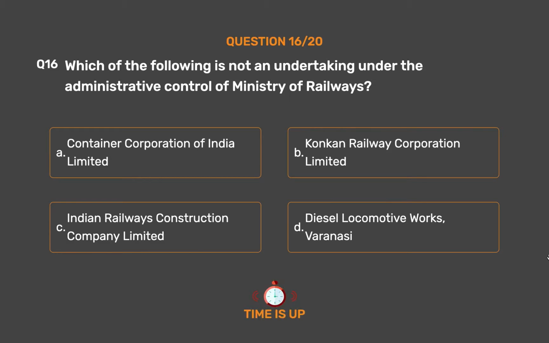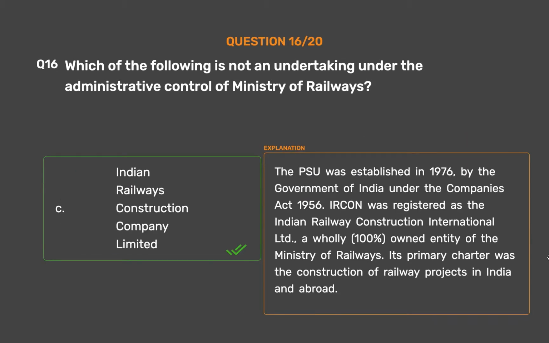The correct answer is Option C, Indian Railways Construction Company Limited. The PSU was established in 1976 by the Government of India under the Companies Act 1956. IRCON was registered as the Indian Railway Construction International Limited, a wholly, 100% owned entity of the Ministry of Railways. Its primary charter was the construction of railway projects in India and abroad.